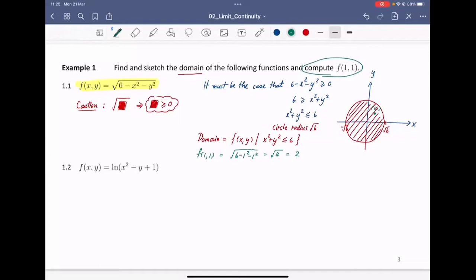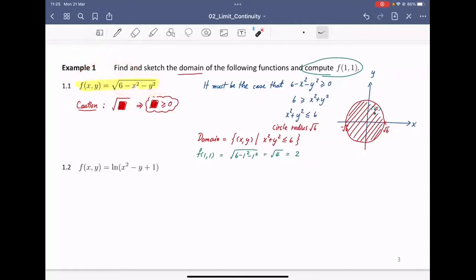For example, if you plug in (10, 10), this is way out of your domain. If you plug in x equal to 10 and y equal to 10, it's impossible to compute because under the square root sign you're going to get a negative number. Well, hopefully you feel more comfortable with functions in 2 dimensions. The idea is you plug in x and y, so you get one number.